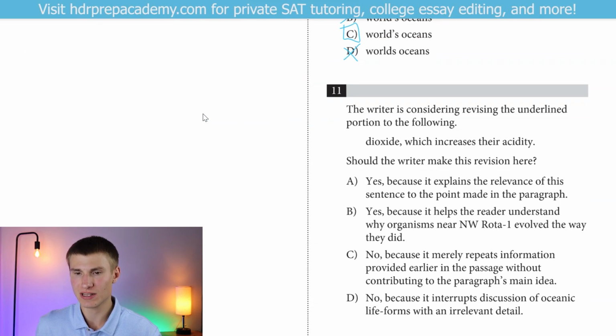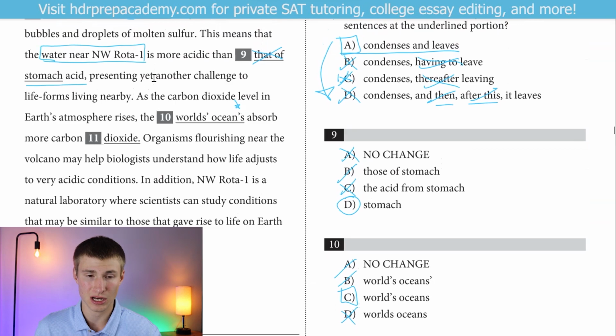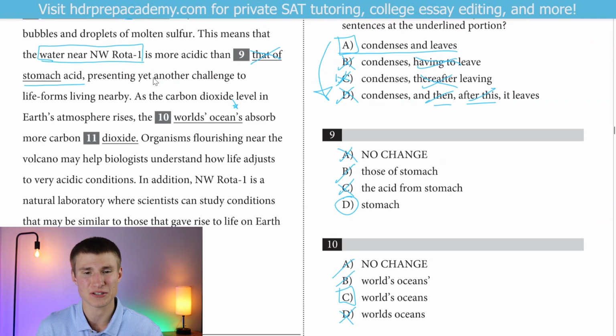Okay, so what does that mean? Yes, because it's explaining the relevance of the sentence to the point made in the paragraph, that point being the acidity of the world's oceans. We have option B, yes, because it helps the reader understand why organisms near NW Rhodea 1 evolved the way they did. No, that doesn't tell us about their evolution, but it does tell us about how the oceans are increasing in acidity because of that increase in carbon dioxide. So it tells us why it's relevant here.